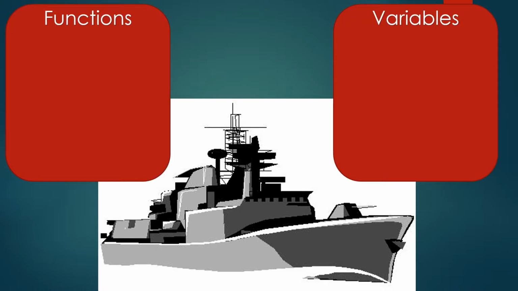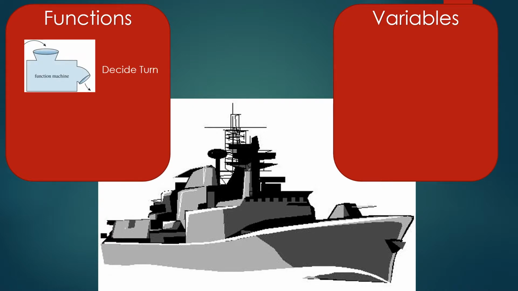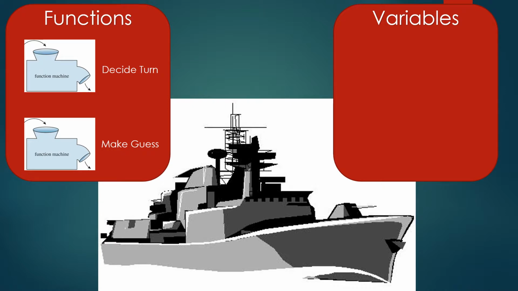First, let's define what the functions and variables are that are used in your common game of Battleship. To keep things simple for this example, we will include two functions that we are going to use to play this game. First, we are going to decide whose turn it is. Second, we will use a function called makeGuess, where we will make a guess where the other player is hiding their ships.